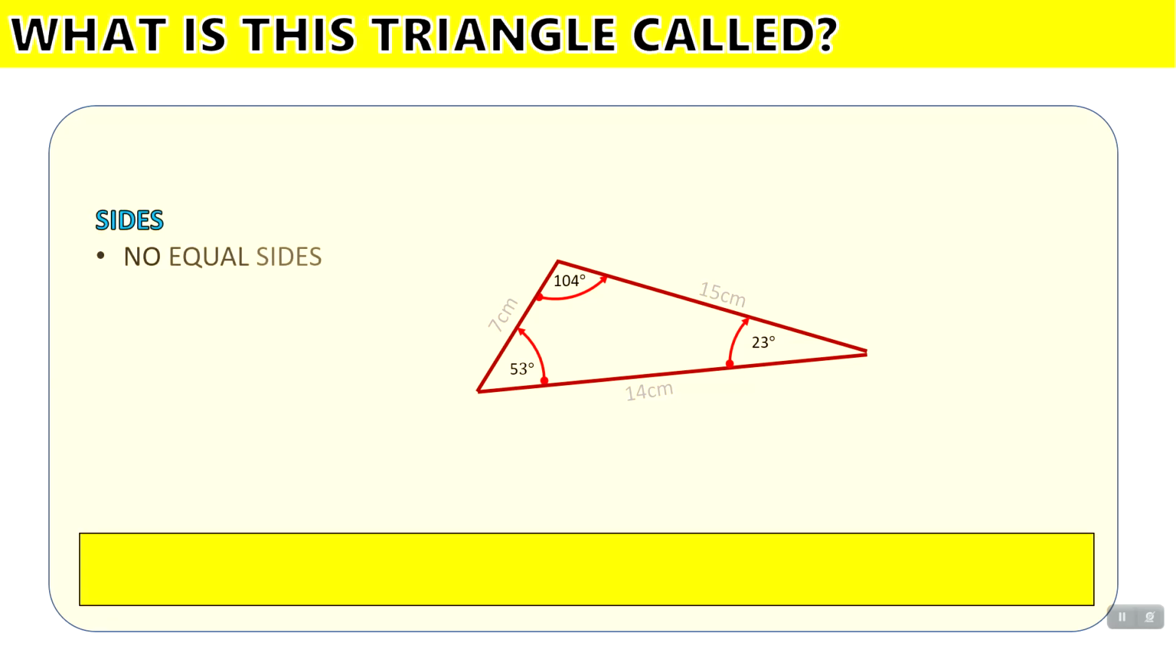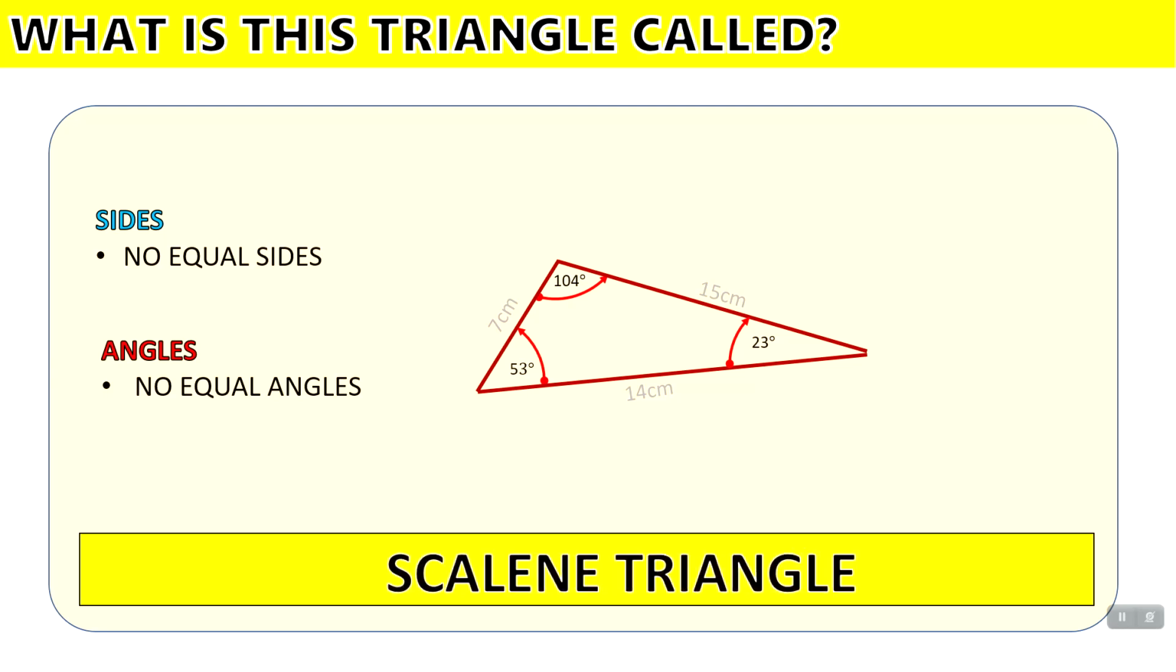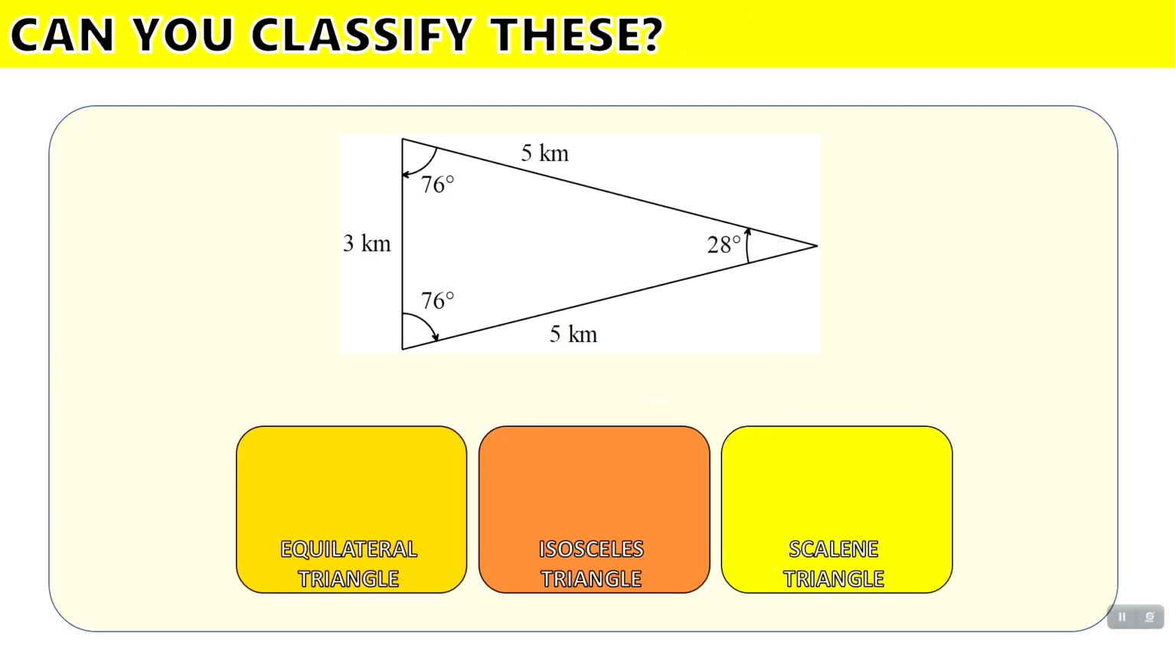Let's check the sides. None of them are equal. They're all different. Let's check the angles. We have 53, 104, and 23. None of them are the same either. So no equal angles. When we have a triangle that has no equal sides and no equal angles, we call this a scalene triangle. So can you classify these types of triangles?